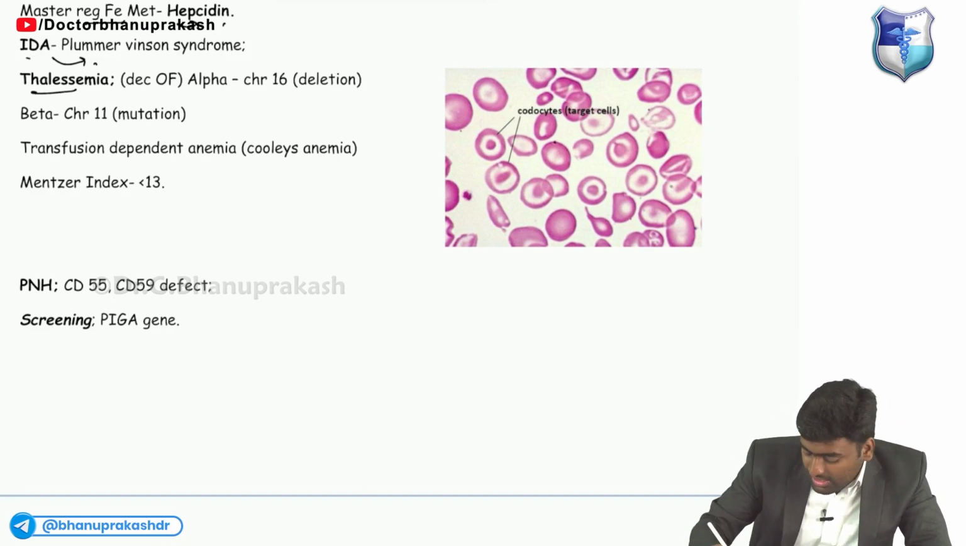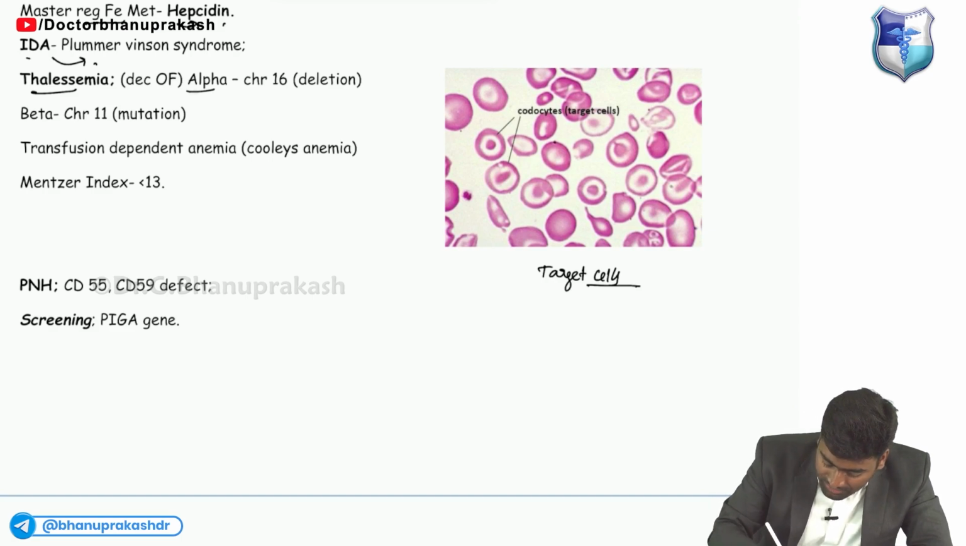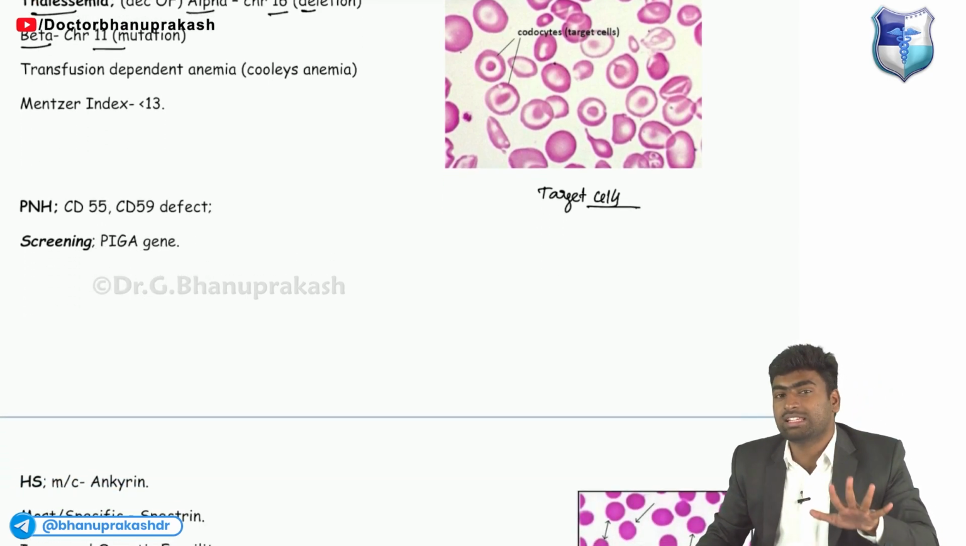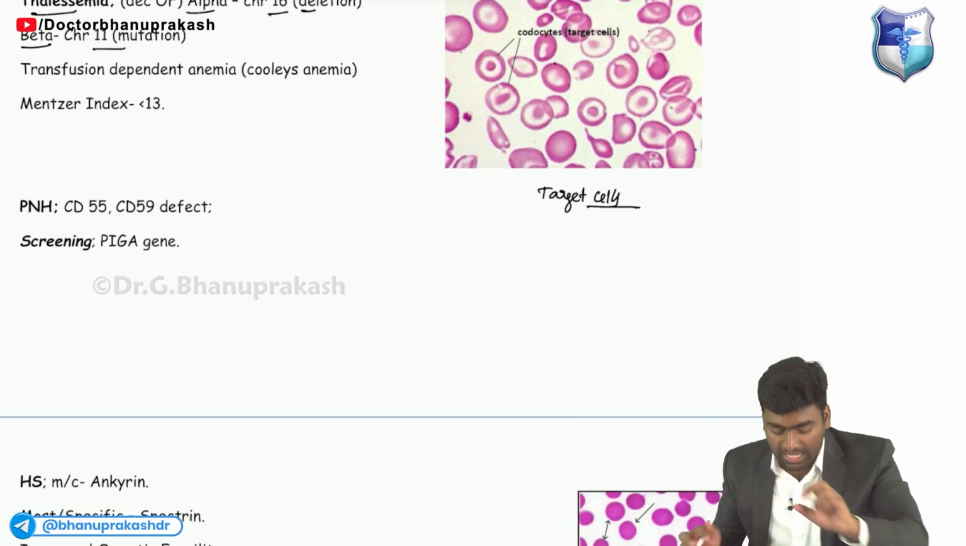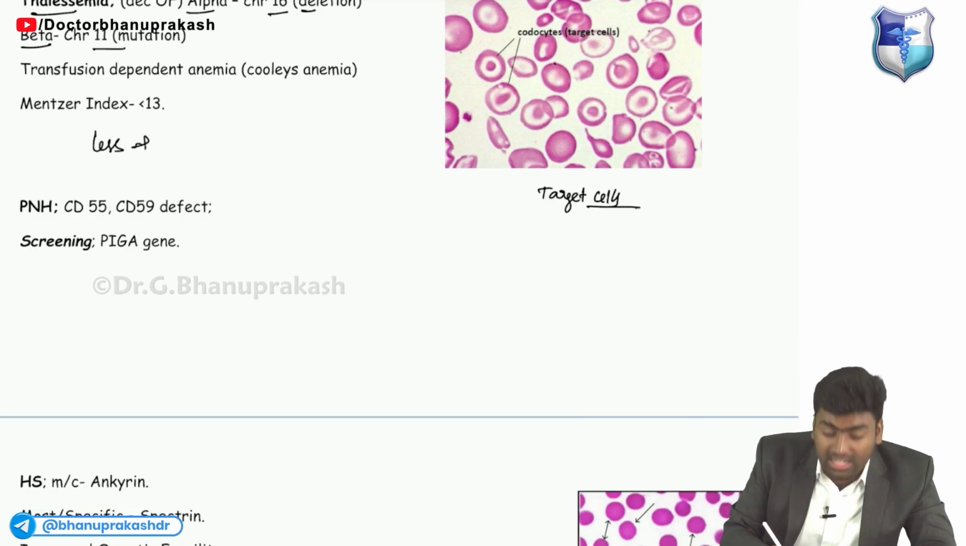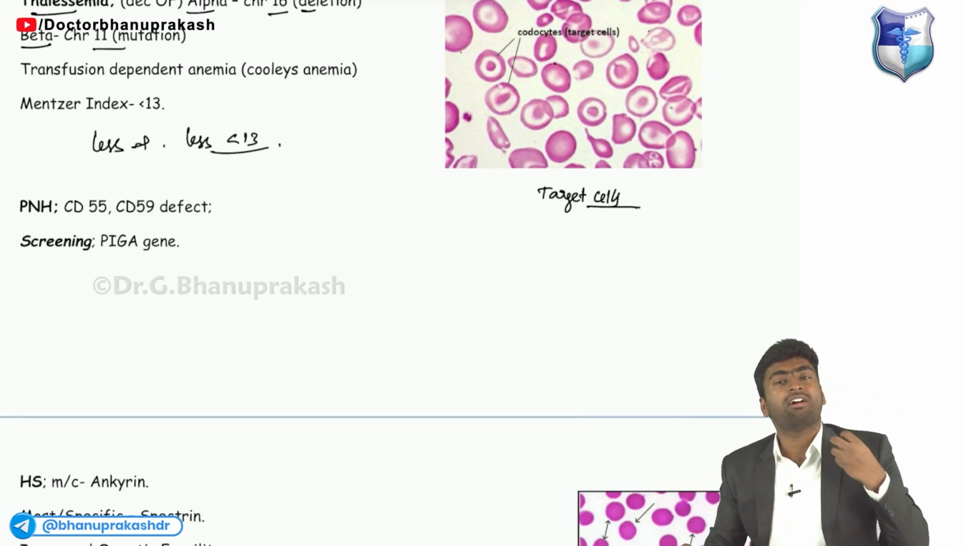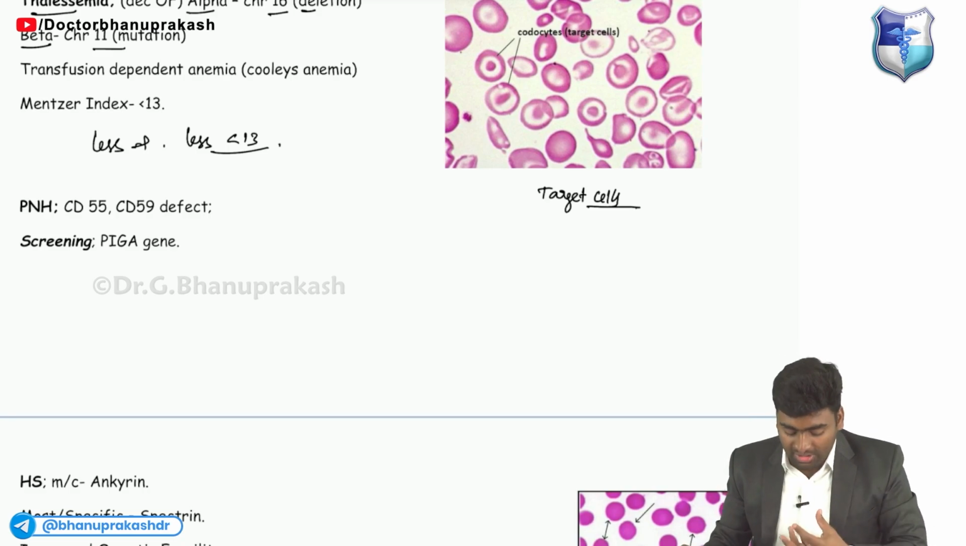Next, what will we see in thalassemia? We will see target cells. There are two types of thalassemia, alpha and beta. Alpha is due to chromosome 16 deletion, whereas beta is due to chromosome 11 mutation. In thalassemia, there will be a Mentzer index of less than 13.